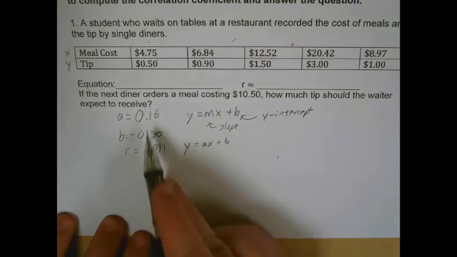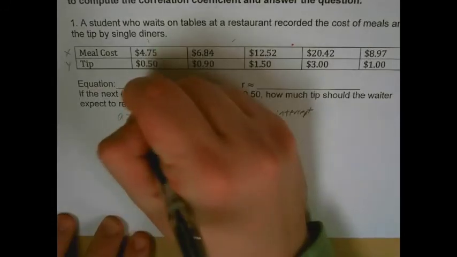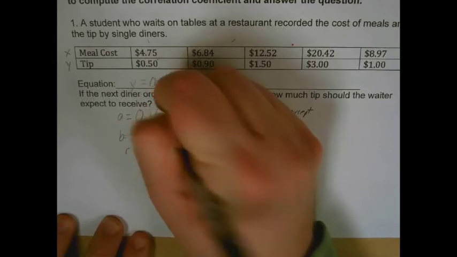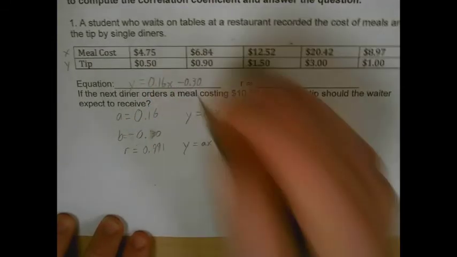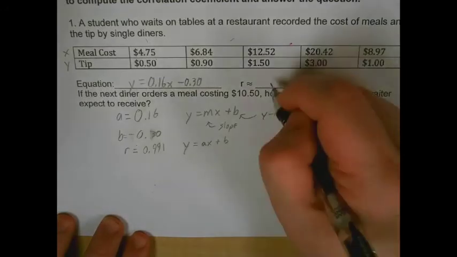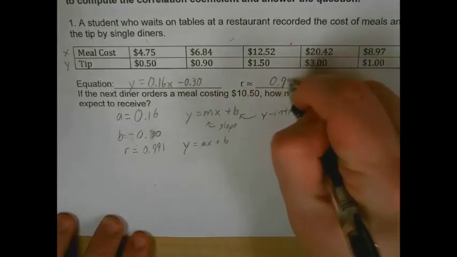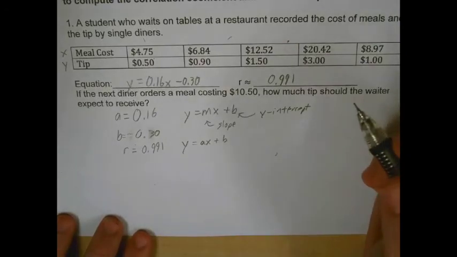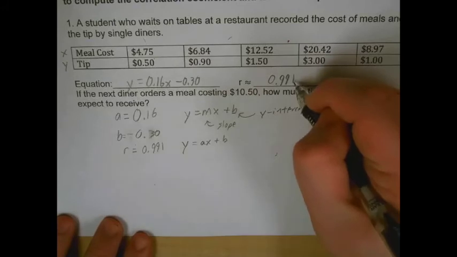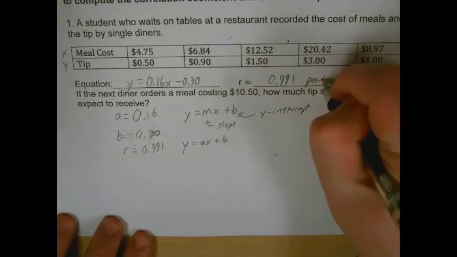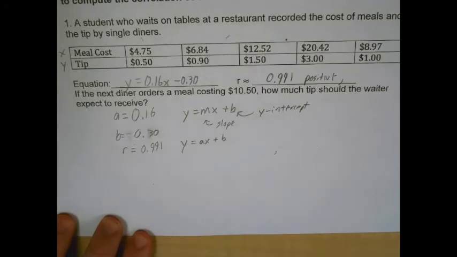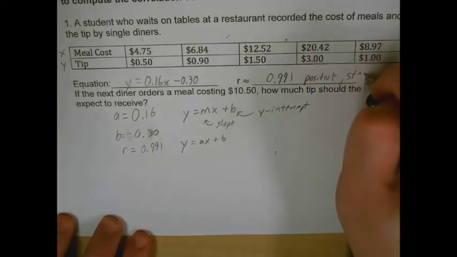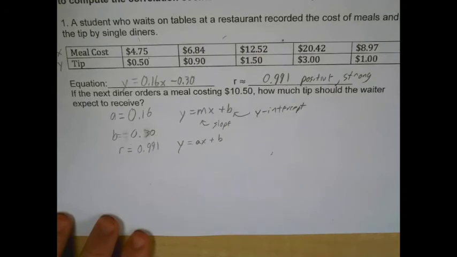So if I fill in from my values here, my equation is going to be y equals 0.16x minus 0.30, because that was our b value. And we're going to put our r over here. That r is our correlation coefficient. Remember, that tells us how strong or how weak our correlation is. This is a positive number, so it's going to be a positive correlation. And it's also very close to 1, so we can say that this is a strong positive correlation. So it's going to be pretty reliable if we use this to estimate a value.